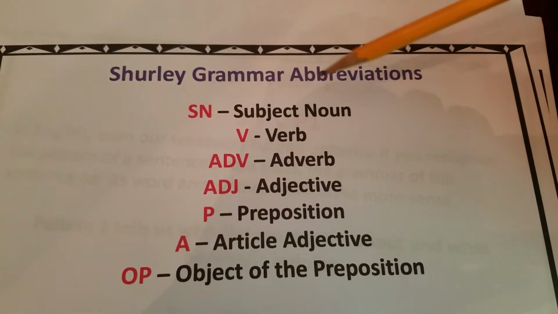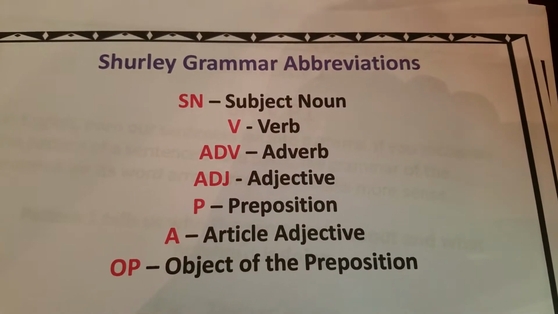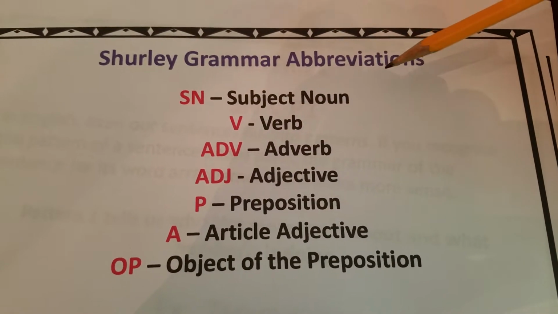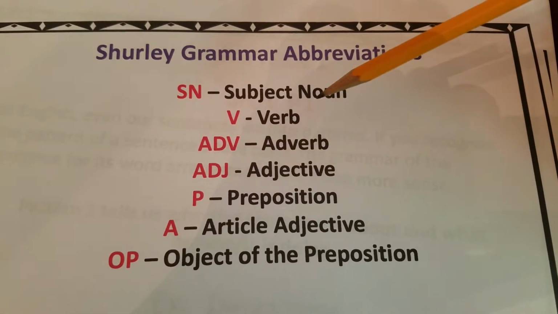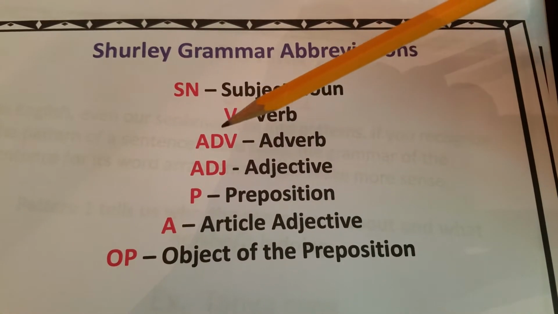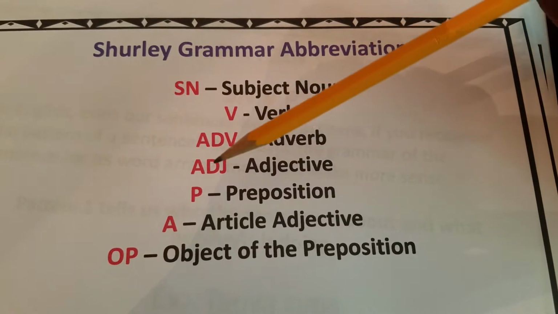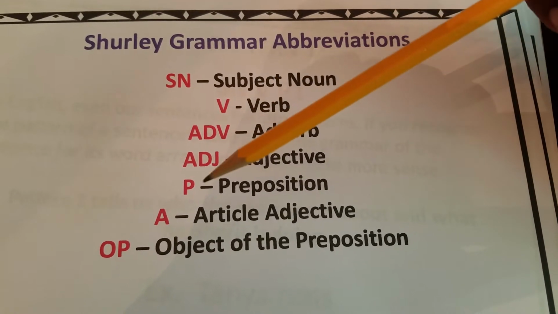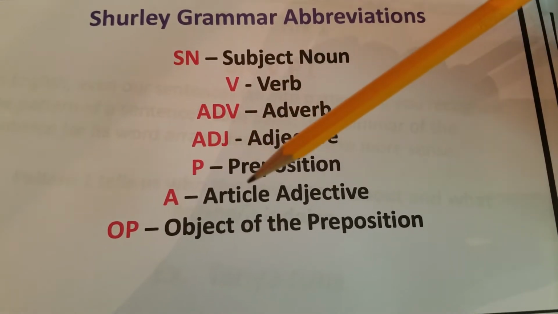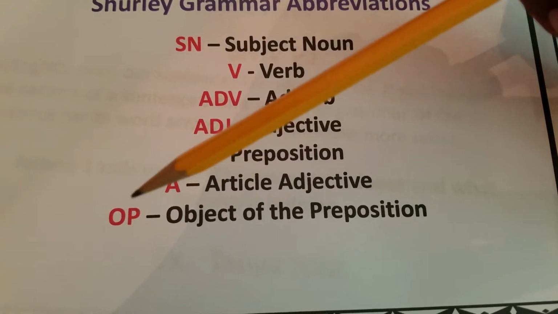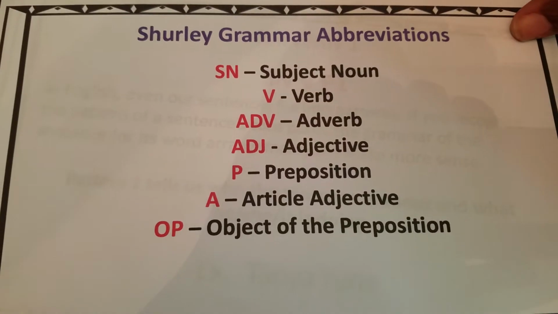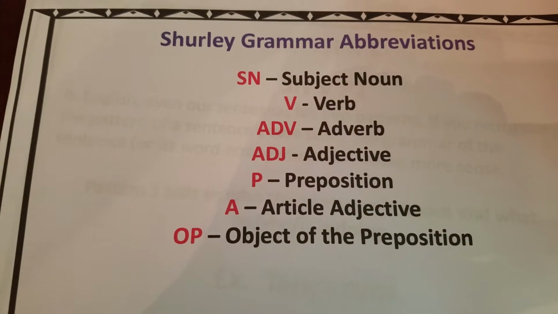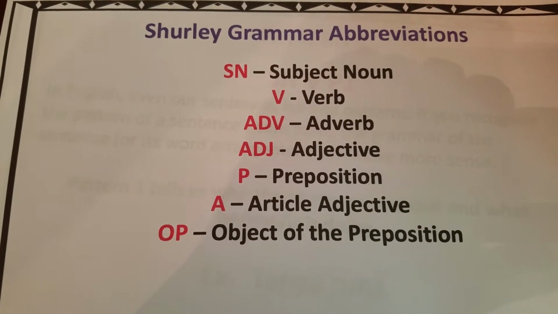For pattern 1, this is exclusive to pattern 1. The Shurley Grammar abbreviations that the children will be using during pattern 1 are SN for subject, noun, V for verb, ADV for adverb, ADJ for adjective, P for preposition, A for article adjective, OP for object of the preposition. So those are abbreviations that you will see a lot while you are doing your Shurley Grammar sentences.